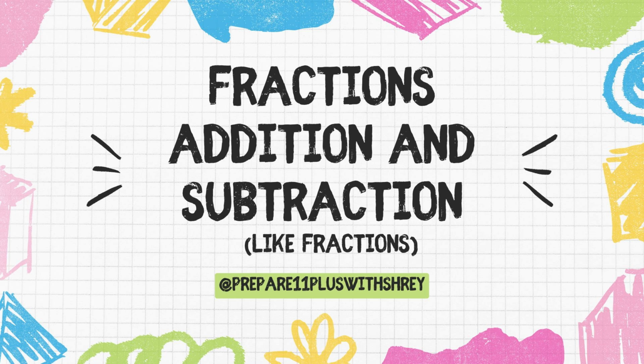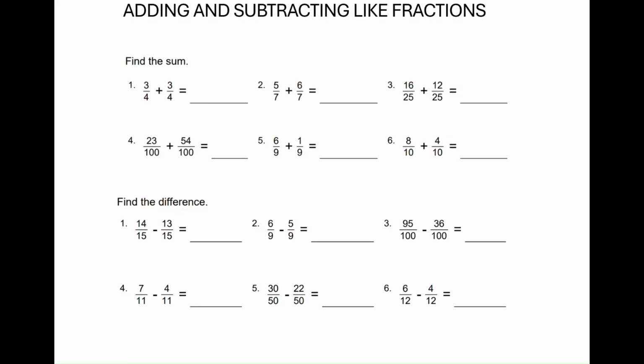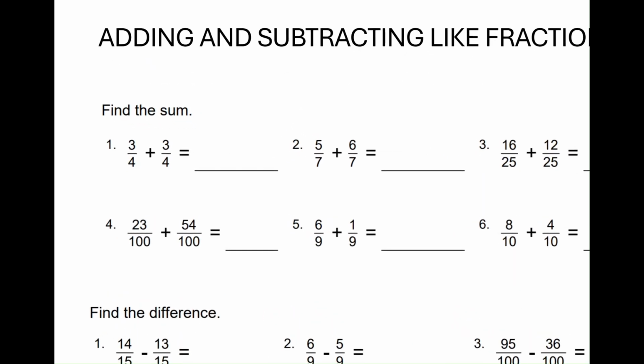Hi guys, today we are going to see adding and subtracting like fractions. Just a reminder, like fractions are the ones which have the same denominator. So here the denominator is 4 and here also the denominator is 4. So with like fractions, you just add the numerators. 3 plus 3 is 6, and the denominator 4 stays the same.